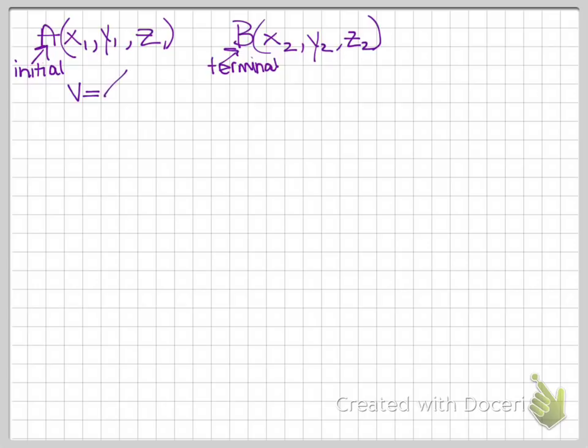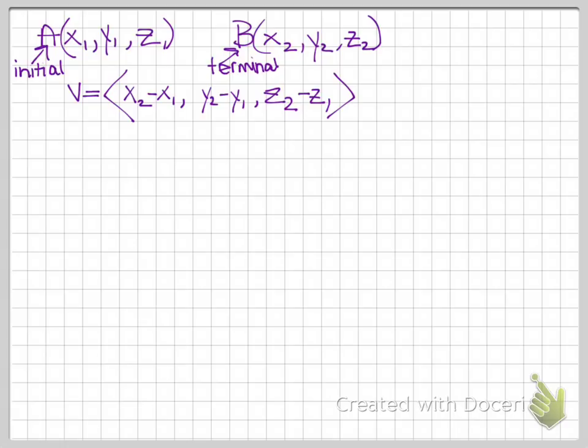To find this vector, to find our first x component, we're going to take x2 minus x1, just like we did in 2D. y2 minus y1, just like we did in 2D. And then we'll just throw in z2 minus z1 to take into account that third dimension.